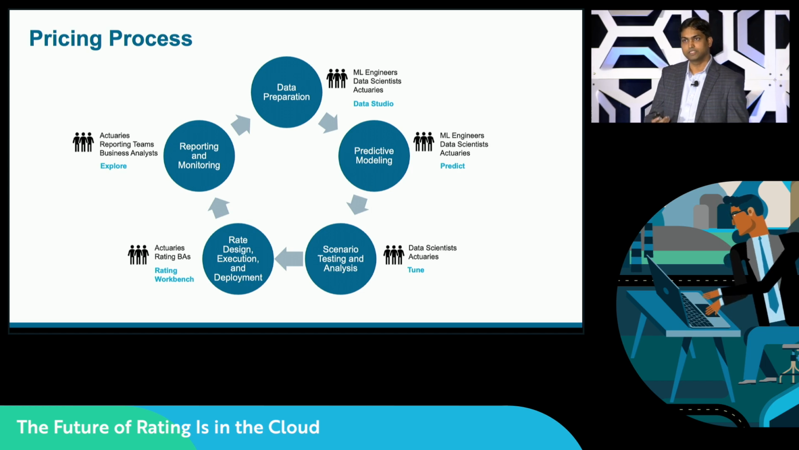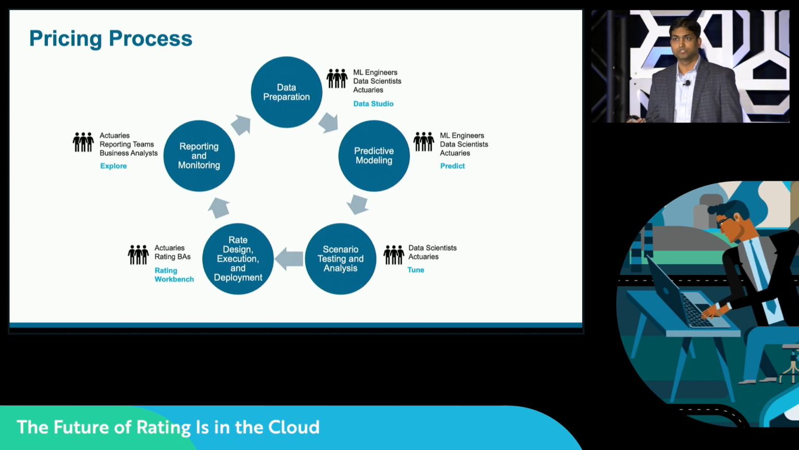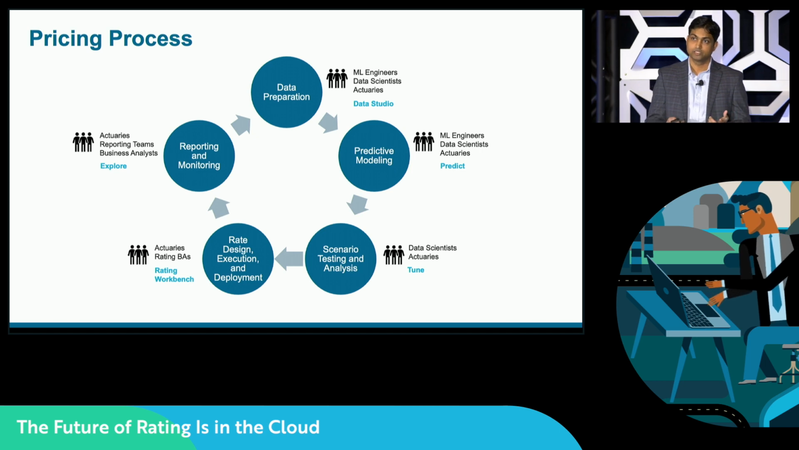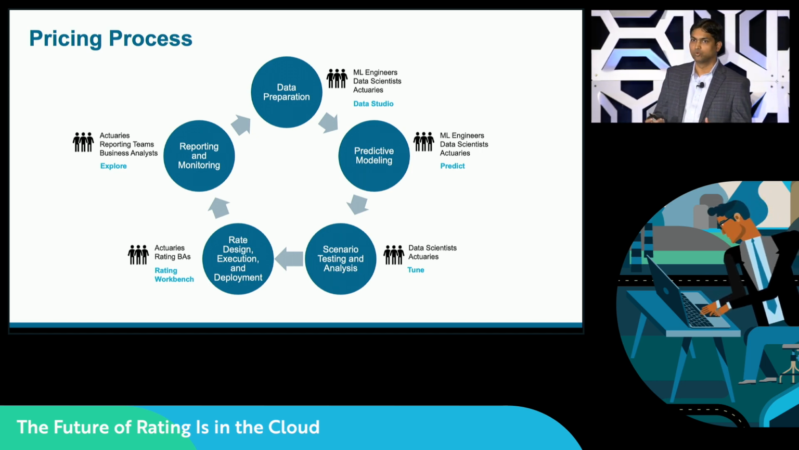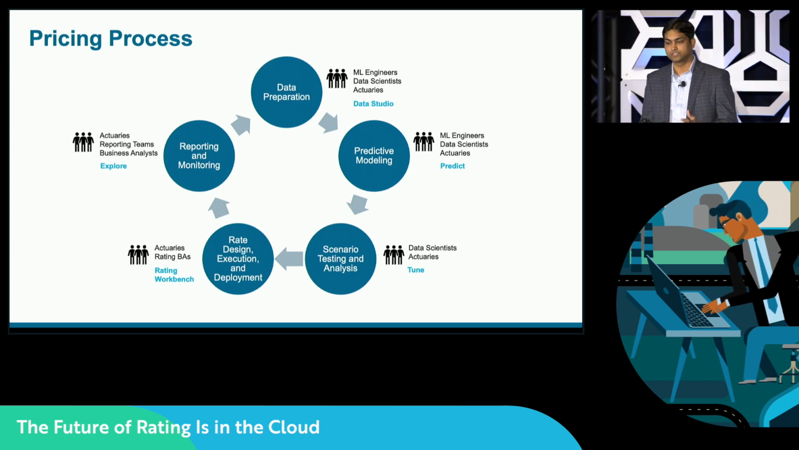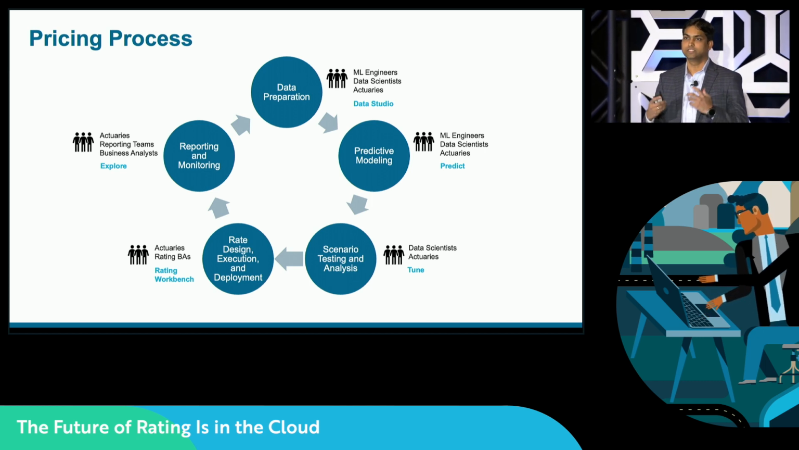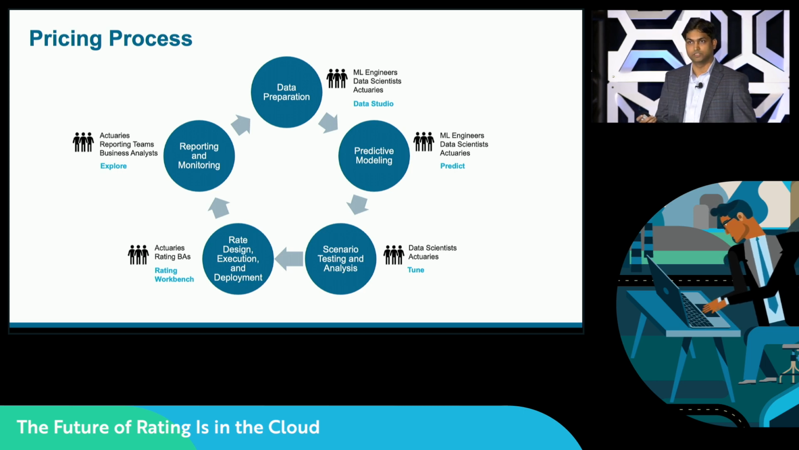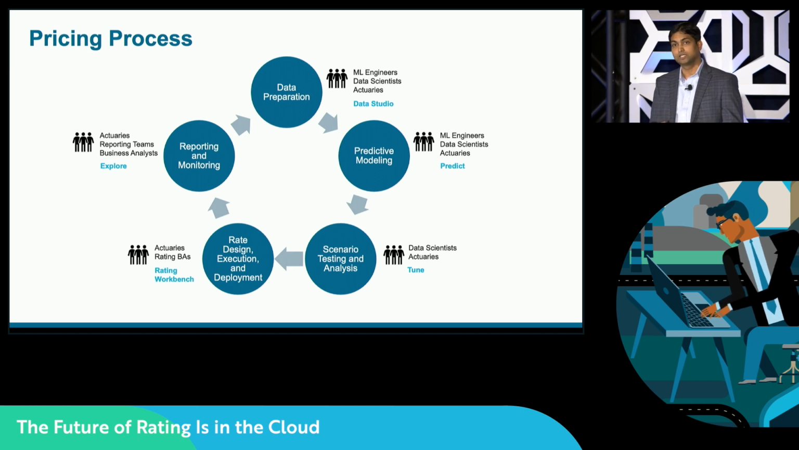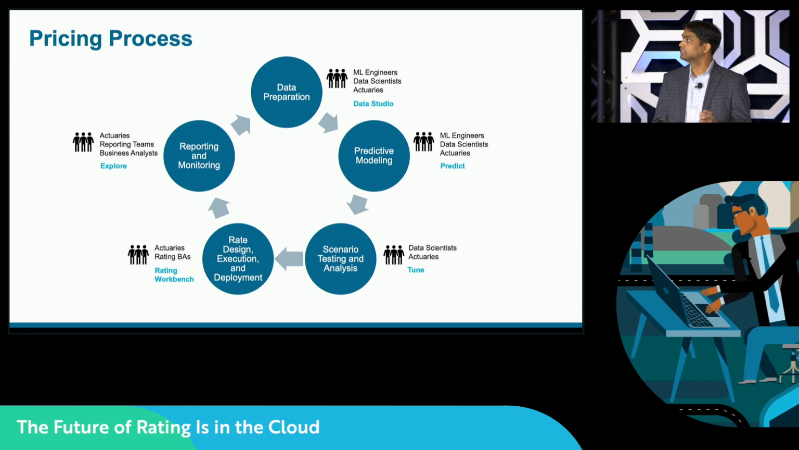Starting with data preparation, actuaries need to work with ML engineers and data scientists inside a data studio or some other kind of similar system to prepare the data. Once the data is prepared, they need to move to Predict, which is a tool used to create the predictive models. These models form the basis for actuaries to then finally come into Tune, which is their core system of work, and create scenarios and test the impacts of the rate changes. In order to do that scenario testing and impact analysis, they need rate design, rate changes, and rate calculations, and that needs to be done in Rating Workbench.